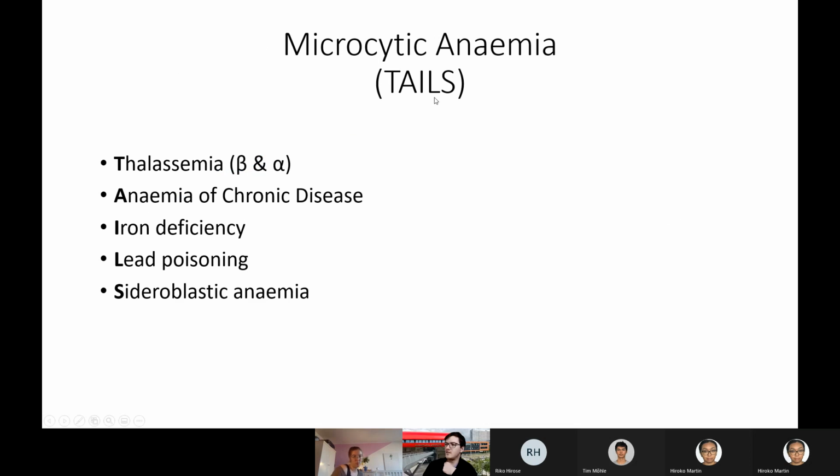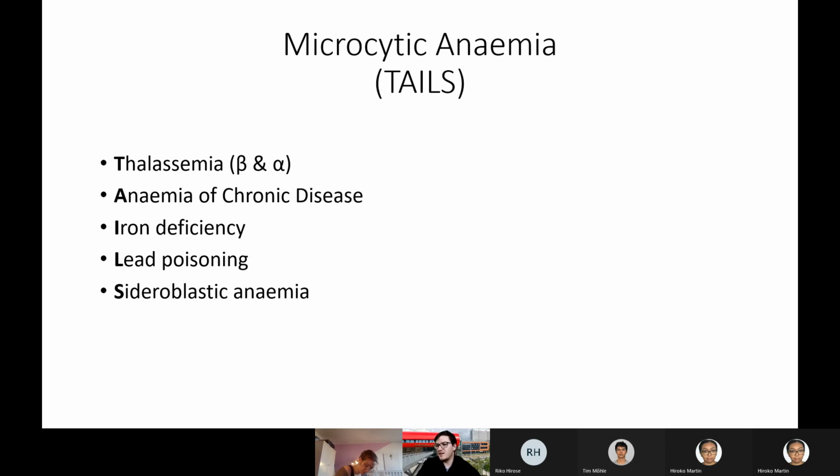So a mnemonic for you guys, I don't know if you're the mnemonic kind of people, but TAILS is a pretty good mnemonic, and it refers to thalassemia, anemia of chronic disease, we said that we can see it with cancer, iron deficiency, we mentioned it earlier as well, and lead poisoning, not so common nowadays. It was common about 50 years ago when water was running through lead piping to the houses. Now not so common anymore because of the known problems with lead.